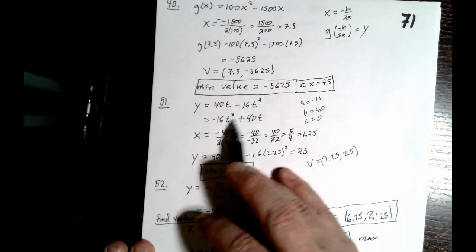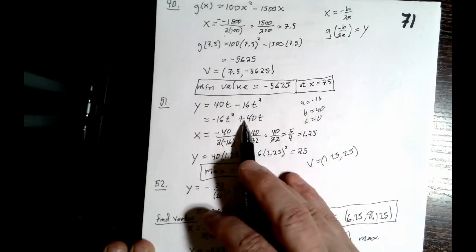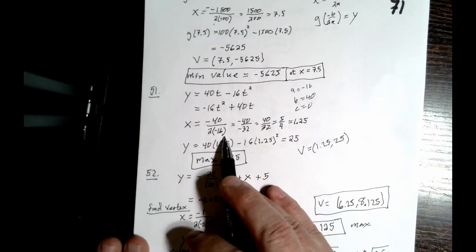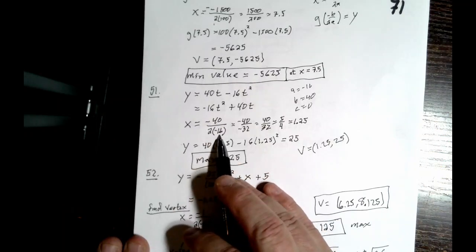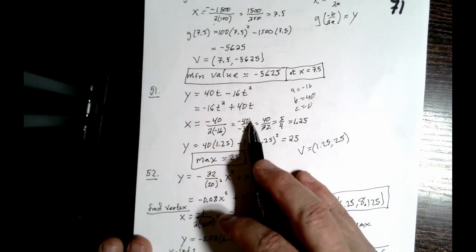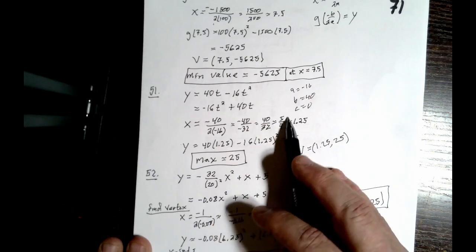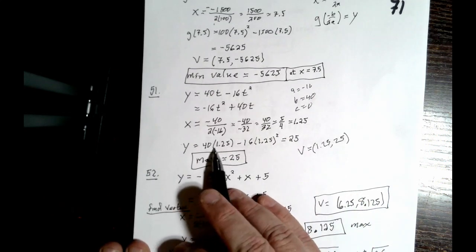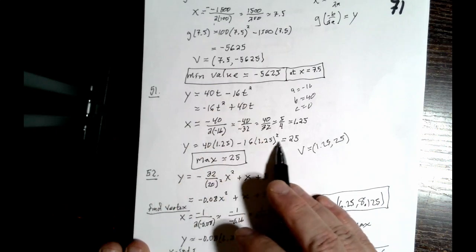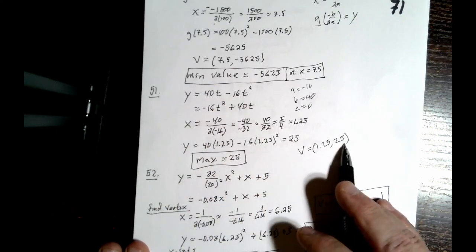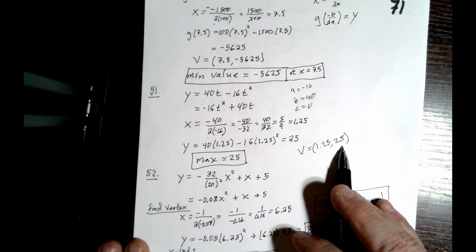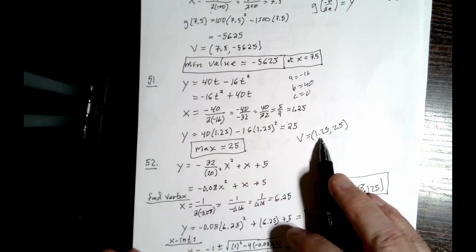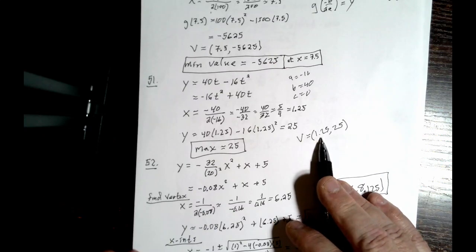Alright, 51, write in descending order. Your a is minus 16, your b is 40, your c is 0. So negative b over 2a is negative 40 over 2 times negative 16, which reduces to 40 over 32, or 5/4, or 1.25. Now you plug that into the original function, and you get 25. So your vertex is 1.25, 25. So your maximum value is 25, and if they ask you where you find it, you would say at x equals 1.25.